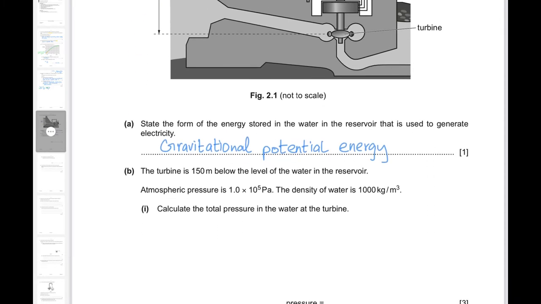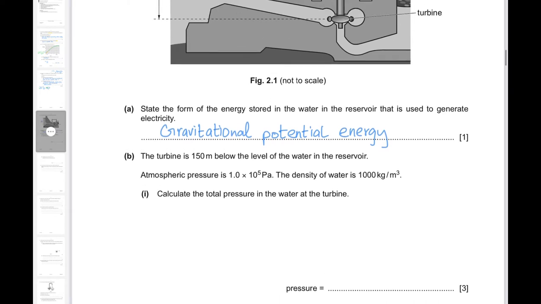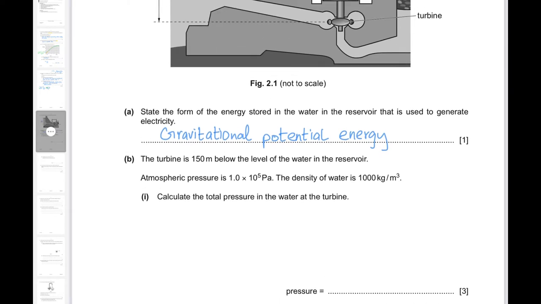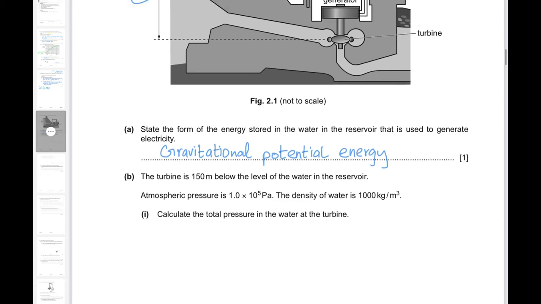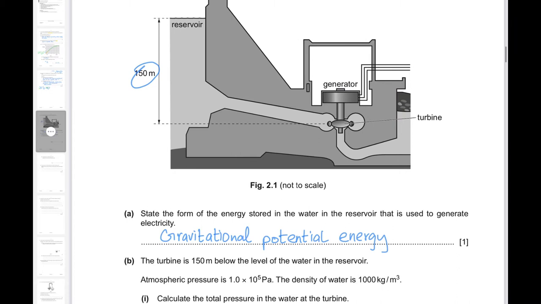B, the turbine is 150 meters below the level of the water in the reservoir. The atmospheric pressure is 1 times 10 to the power of 5 pascals, and the density of water is 1000 kg per meter cube. 1, calculate the total pressure in the water at the turbine. So they mean to ask the value of pressure over here. This pressure would be the sum of atmospheric pressure, which is acting over here, as well as the pressure due to 150 meters of the column of water.